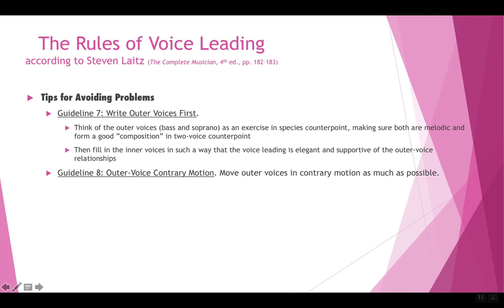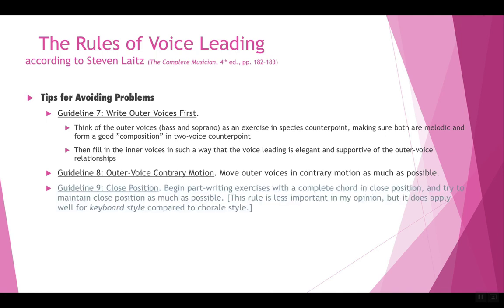Okay, guideline 8, outer voice contrary motion. This is just a guideline. We saw that not that many composers we were looking at actually do this, but sometimes they do. So if you've got a bass line that's given to you and you're supposed to write a melody line with it, a good first start is to just, every time the bass is going up, take the soprano down. And if it doesn't work in certain cases, then you change that. But you can use this as a general principle to start out. Move outer voices in contrary motion as much as possible.